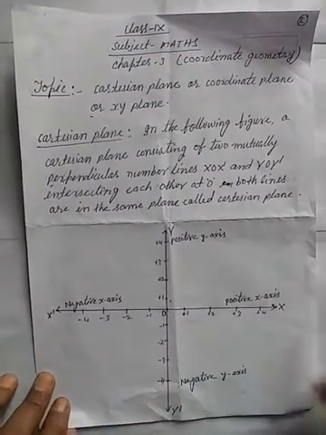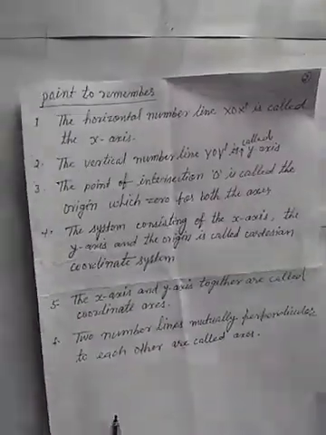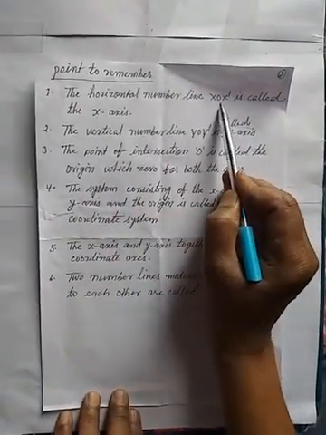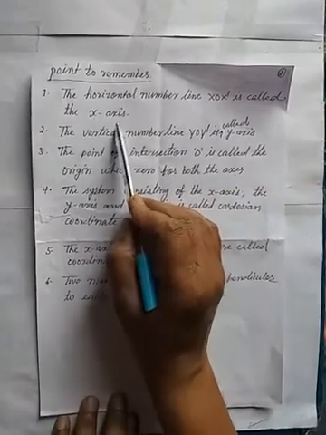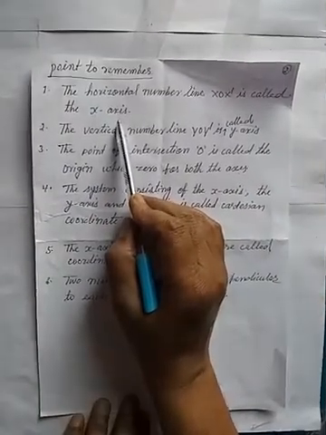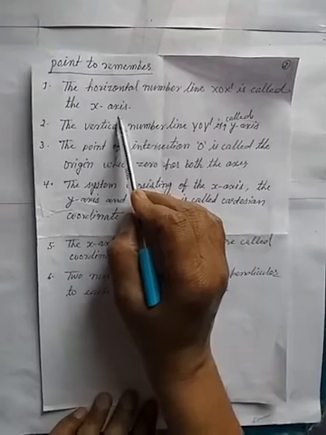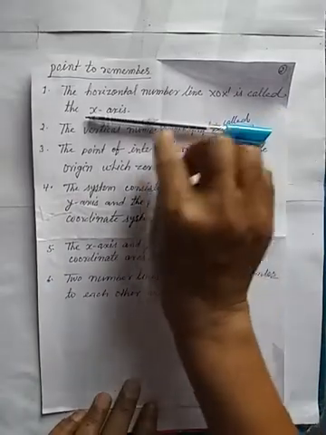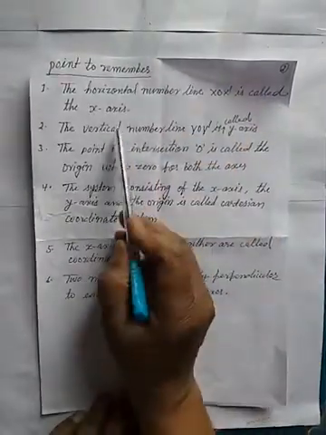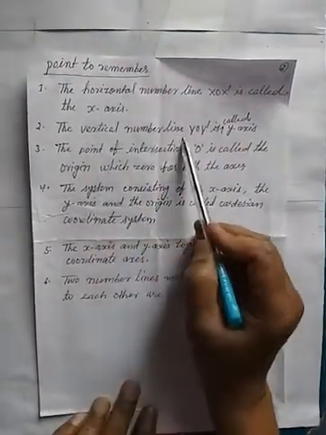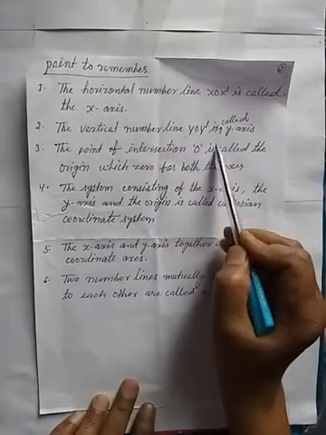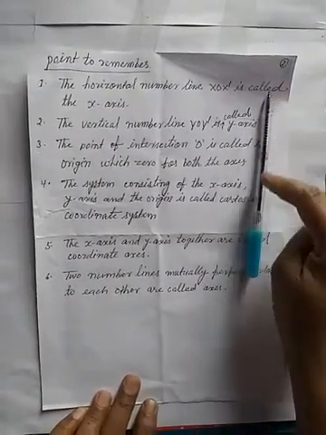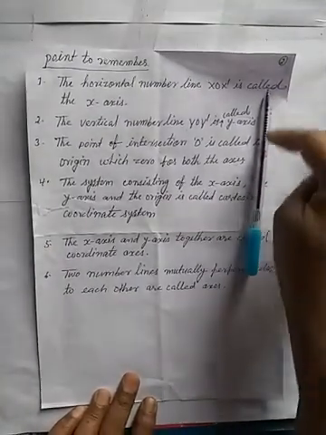Now, points to remember. The first point is that the horizontal number line XOX' is called the x-axis. I already discussed the horizontal line. Suppose I am putting this pen like this, this is called a horizontal line. So XOX' is called the x-axis. The second point is that the vertical number line YOY' is called the y-axis. Suppose I am putting this pen like this, this is called vertical. So this is called the y-axis.